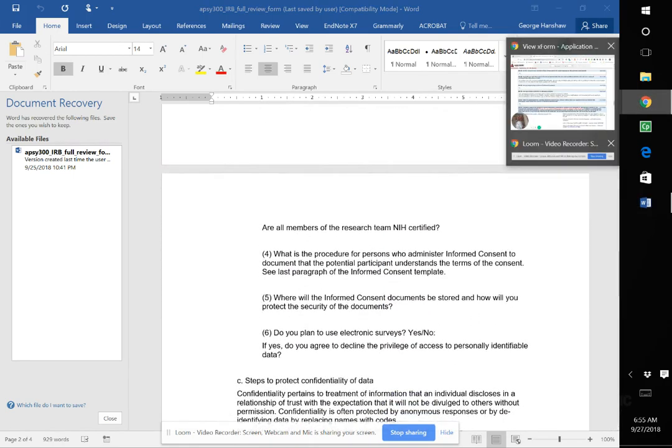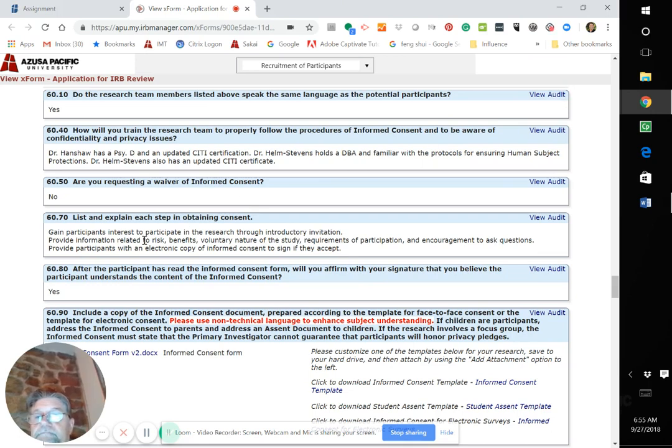And you could see over here where Dr. Hanshaw and Dr. Helm-Stevens are familiar with protocols ensuring human subject protection, and then we talk about the CITI certificate. So that was exactly what I said in a couple different words. And then list and explain each step: gain participants' interest in the research through an introductory invitation, and provide information related to risks, all that good stuff. And then with an electronic copy of the informed consent if they consent.